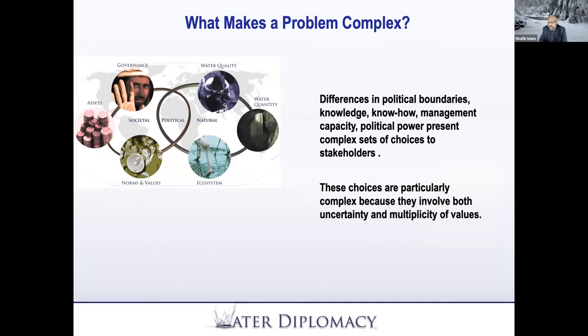So what we argue is happening is that there are differences in political boundaries, knowledge, know-how, and management, and these are all happening at multiple scales. These choices are particularly problematic because they cross boundaries, they have uncertainty, and they have a multiplicity of values. So these are not basically unknown. What we are hoping to do with our water diplomacy framework is to explicitly recognize this and see how to at least address some of it, so that we can be a little bit better than we were yesterday.